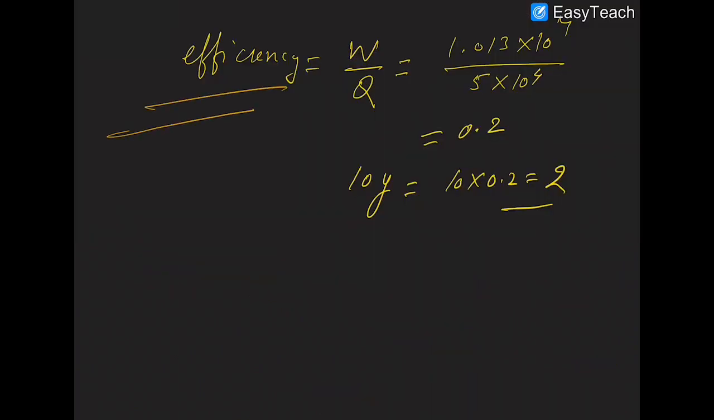Now what is efficiency? It is work done divided by heat supplied. Work done is equal to 1.1 into 10 power 4, divided by the heat, that is 5 into 10 power 4. So it comes out to be 0.2 or 20%. So the value of 10y comes out to be equal to 2.